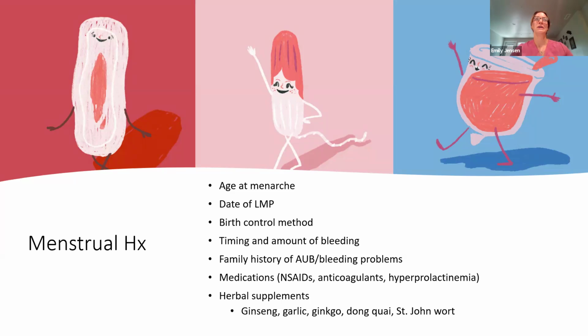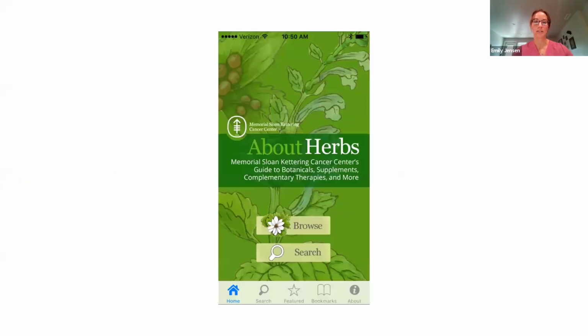And so as a provider, it's important to be educated on things, even whether or not you believe in it, your patient does for whatever reason. So here's a list of some of them that can actually affect your menstrual cycle, especially St. John wort. Some patients are on that for depression.